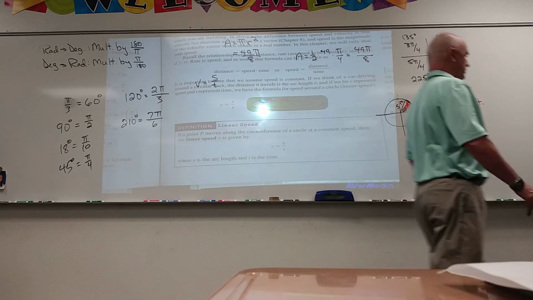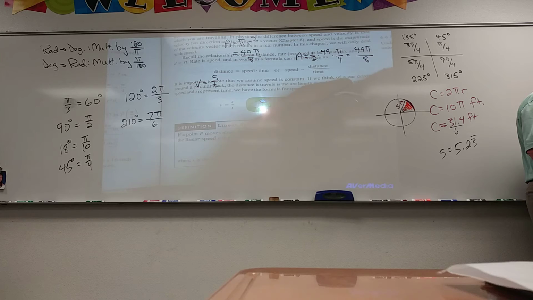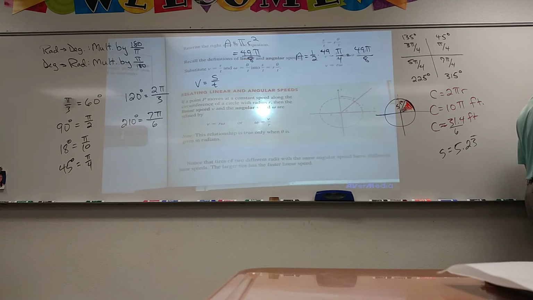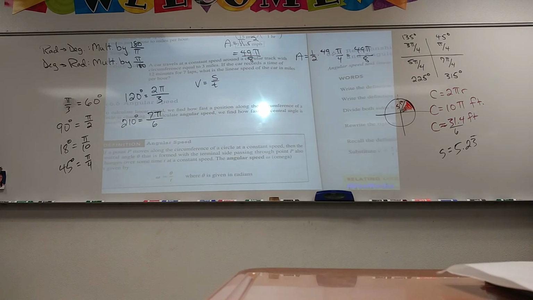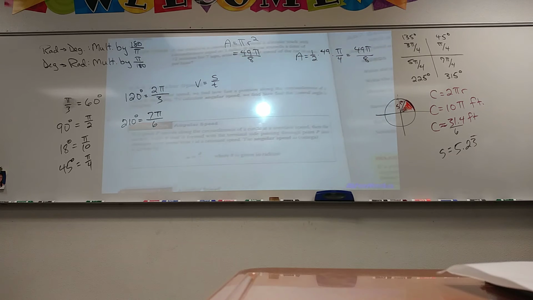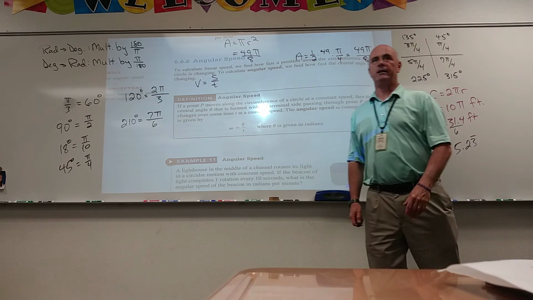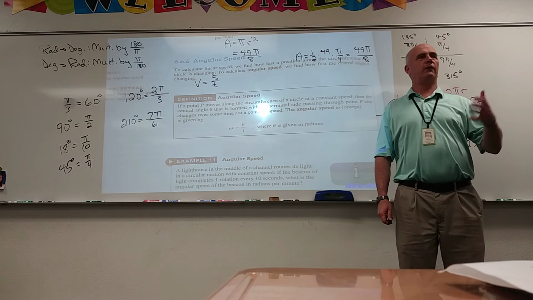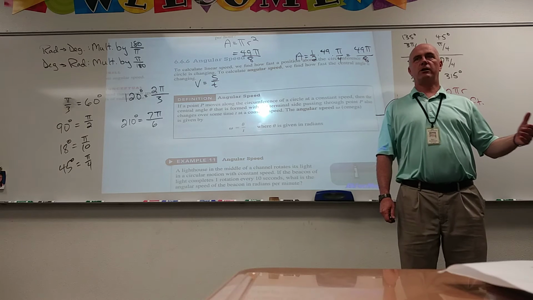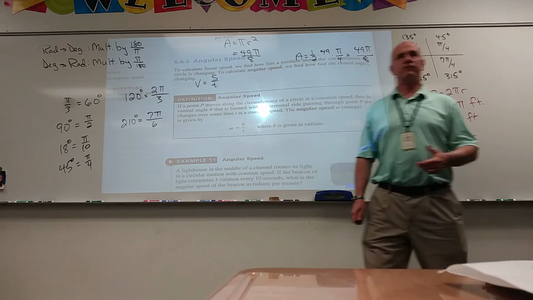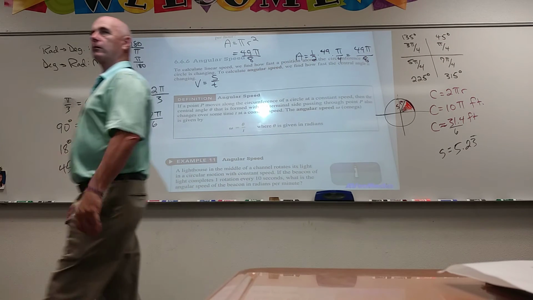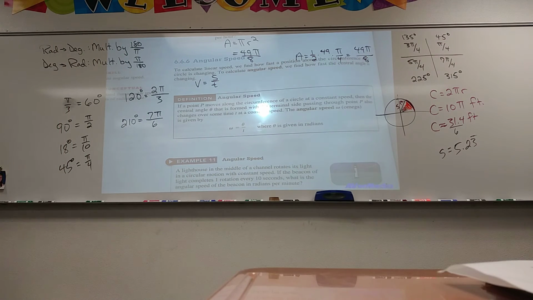And then they're going to change it a little bit, and they're going to go out of linear speed and talk a little bit about what they call angular speed. Now, angular speed starts to freak you out, but it shouldn't. All that angular speed is talking about is what portion of the circle you are covering in a certain amount of time. So instead of being miles per hour, angular speed is going to be radians per hour, or radians per minute, or radians per second, or something like that.